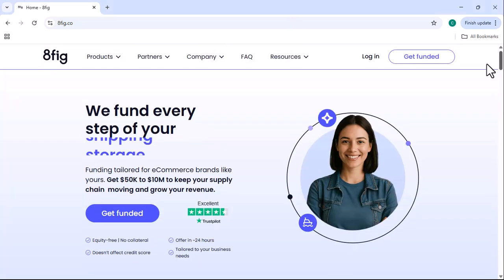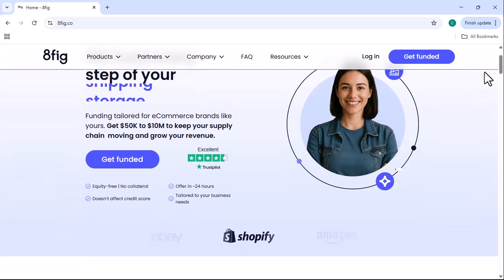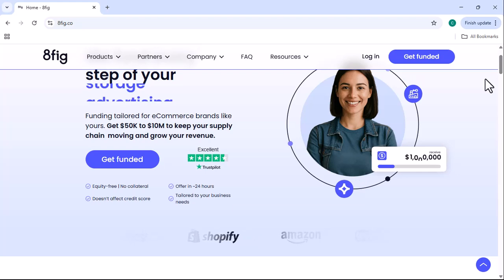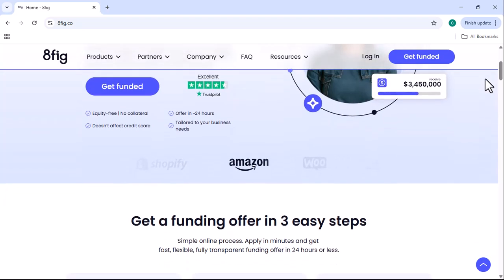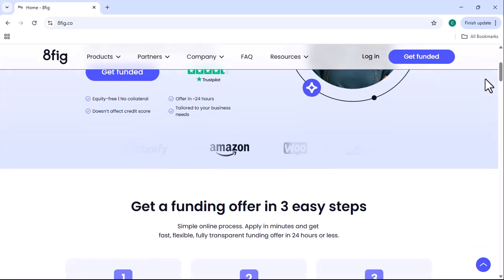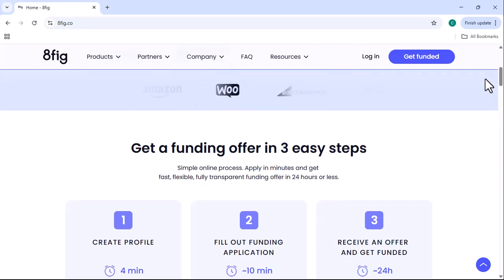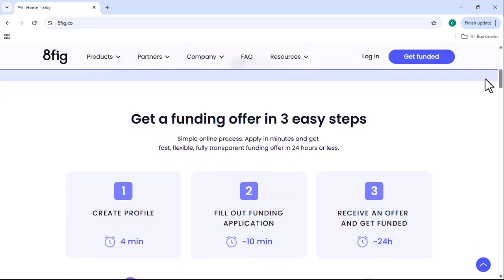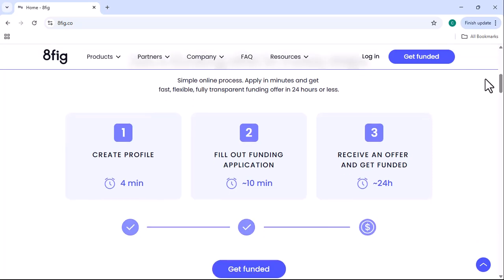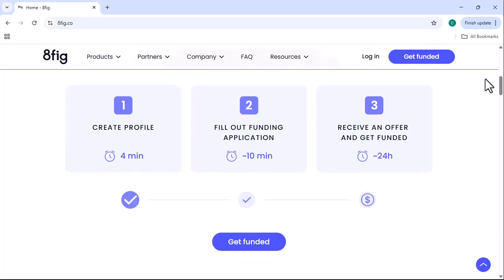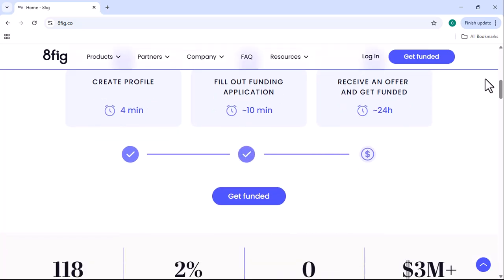Another key aspect of 8Fig's repayment is the ongoing nature of the partnership. It's not just a one-time transaction. As your business grows and your sales evolve, 8Fig can adjust their funding plans and repayment terms to match your ongoing needs. This iterative approach means that as you successfully repay existing tranches of capital, you can potentially access more funding to fuel further growth, creating a continuous cycle of capital injection and repayment that supports your scaling journey.